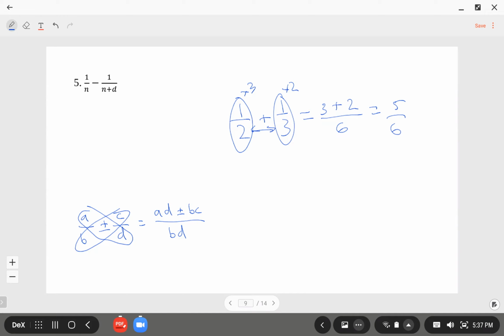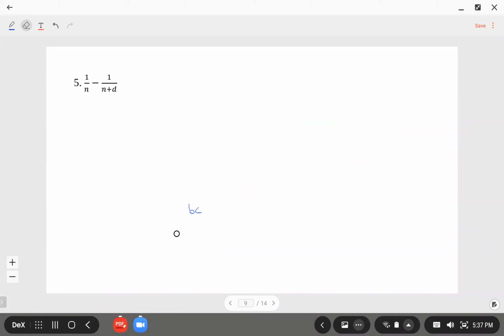But with variables, it's a different matter because we don't know how they're representing everything. They're not real numbers. So what we need to do with this, we can just apply our formula. What do we get? What is this? AD and then BC. And we're subtracting right now.